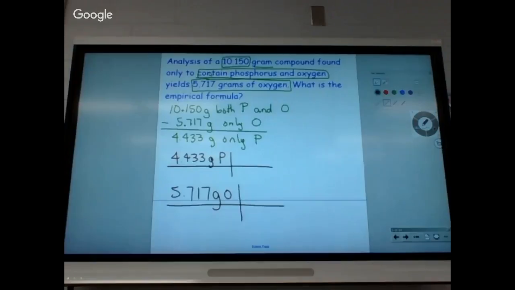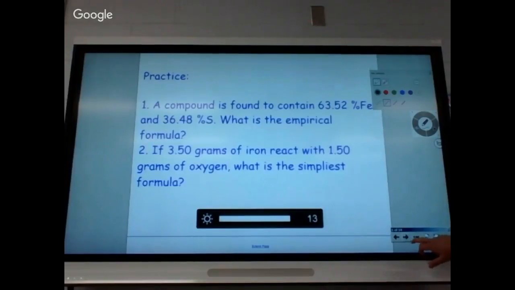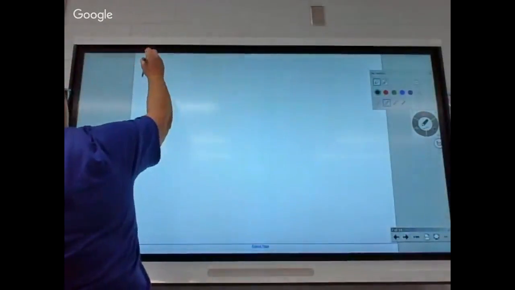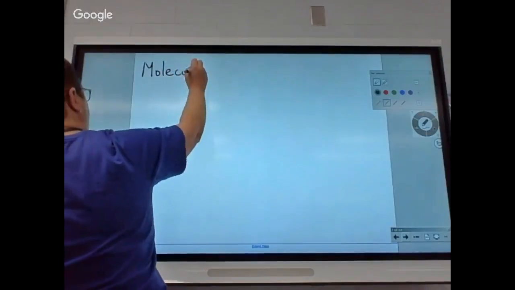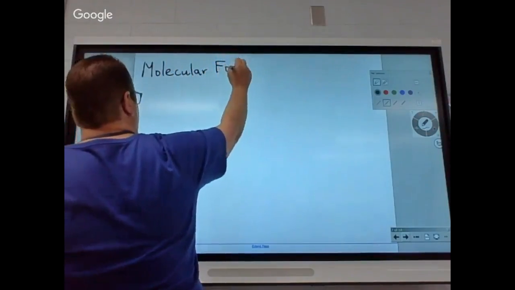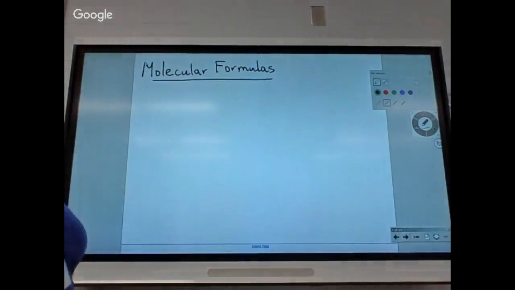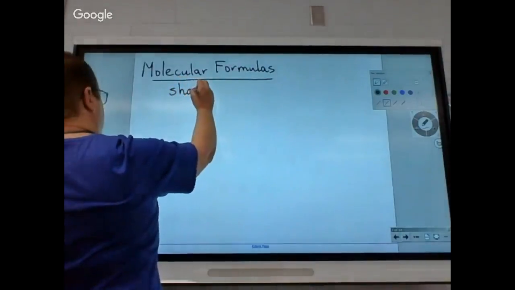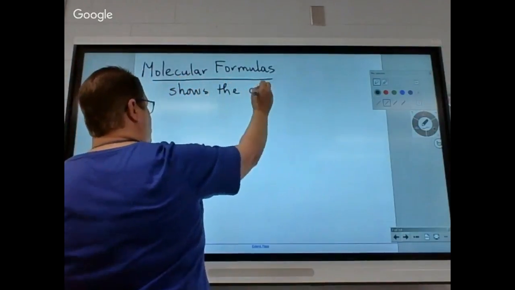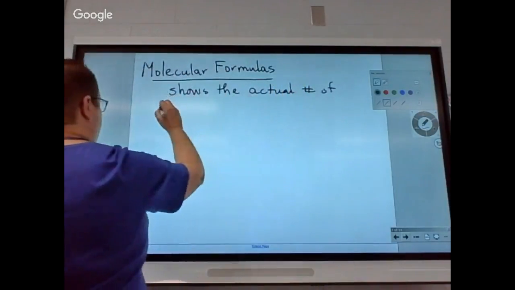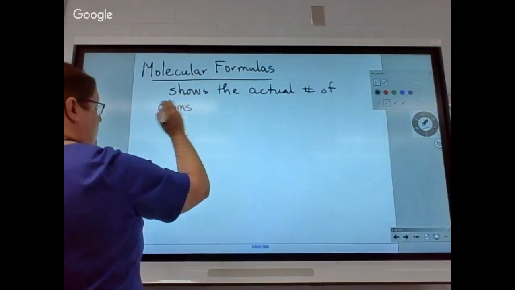All right, the last thing we're going to do today is a molecular formula. Molecular formulas is the second part of the lab we're doing. Now, a molecular formula shows the actual number of atoms. And I'm just reviewing what we did at the very start of this, okay?